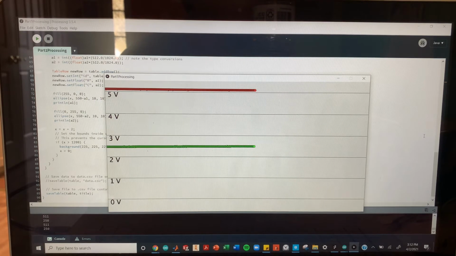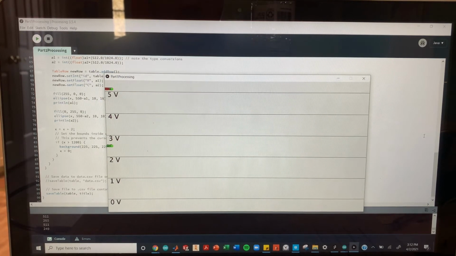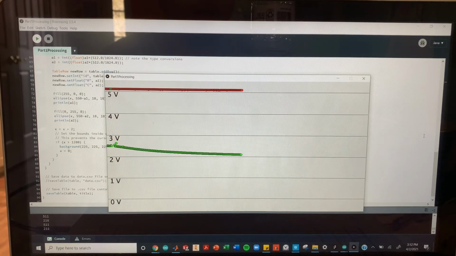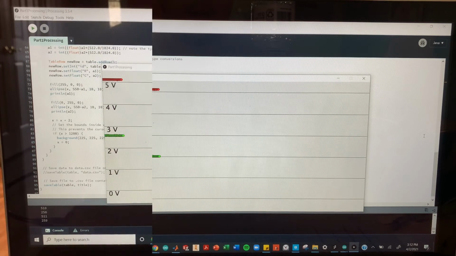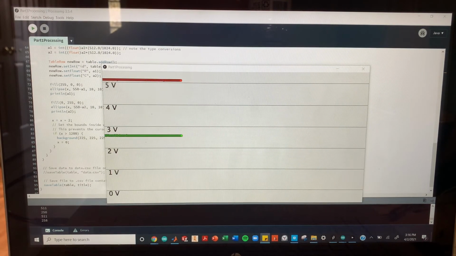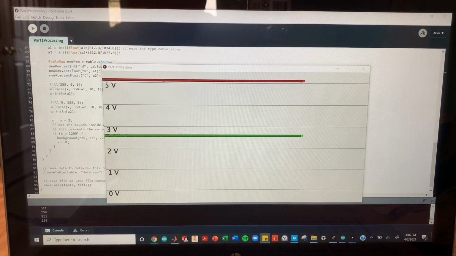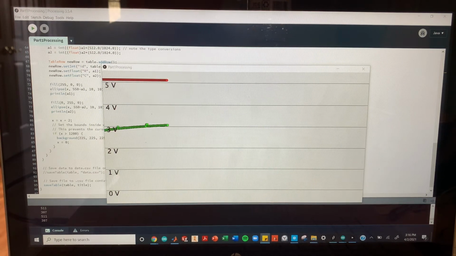This is my voltage at room temperature. Watch what happens when I heat the thermistor. The resistance increases, therefore the voltage decreases. My thermistor is back to room temperature. Watch what happens when I apply a cooling ice pack to the thermistor. As you can see, the resistance decreases, therefore the voltage increases.